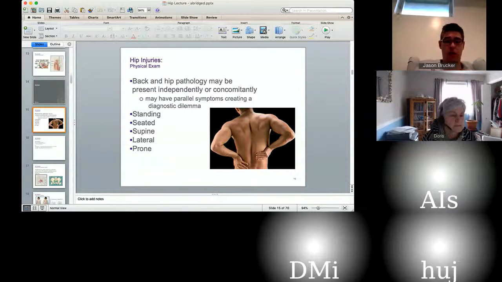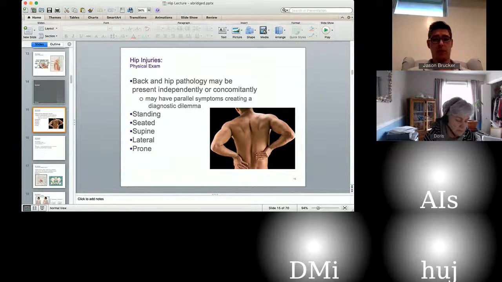After the standing and gait analysis portion, then a seated, supine, prone, and often lateral exam can be done.